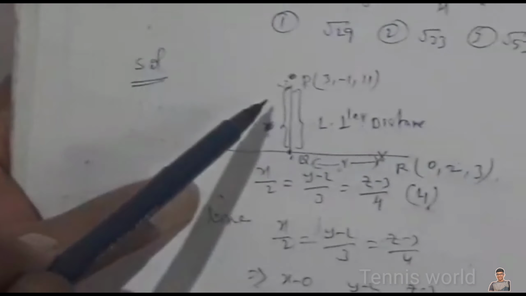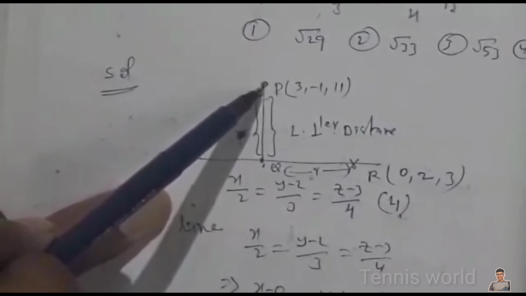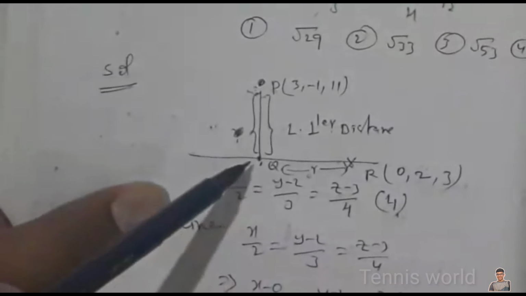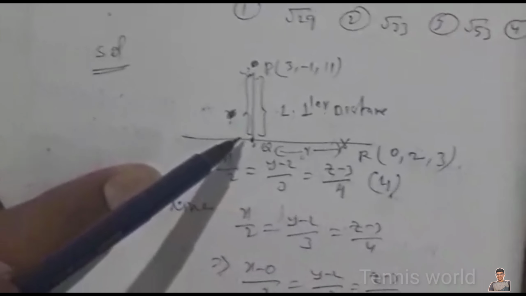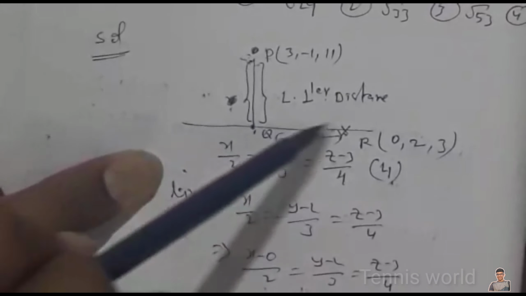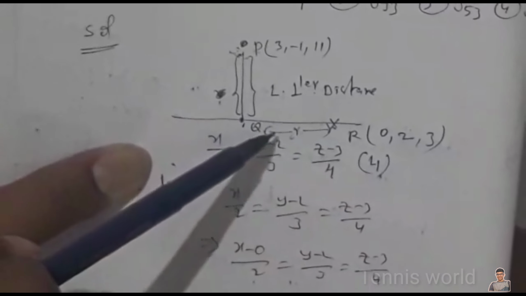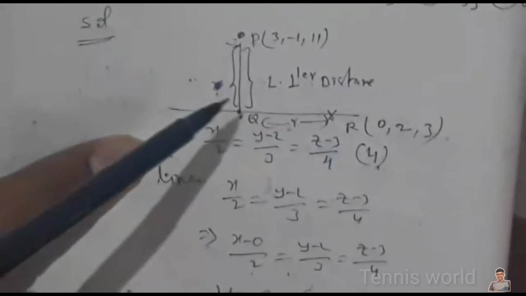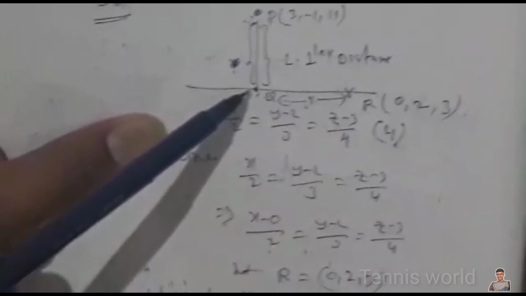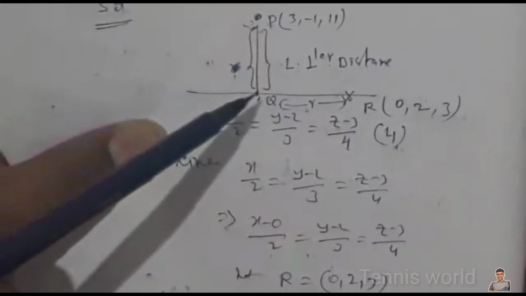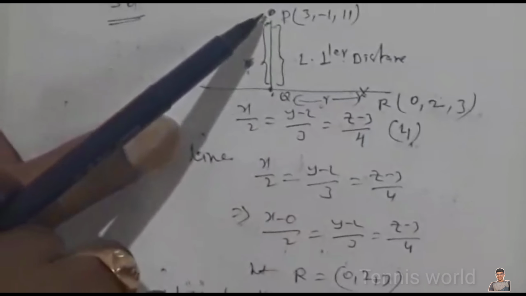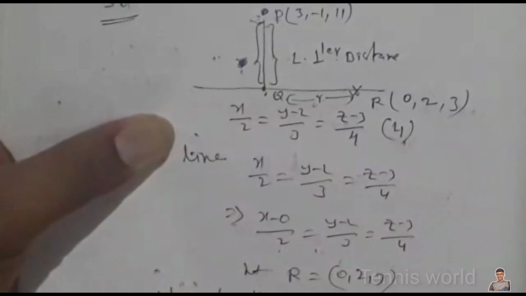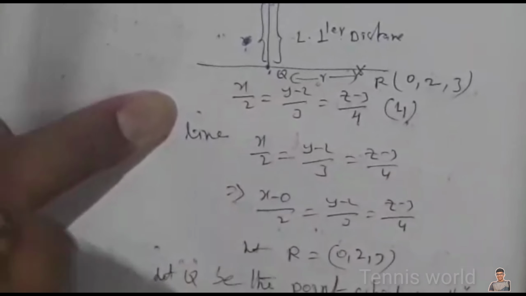Before finding the distance between this point and this line, first find the point Q. Q is the point which lies on the given line, at the foot of the perpendicular from the point P. After finding the point Q, the distance between P and Q is nothing but the distance between P and the given line, which is called the perpendicular distance.